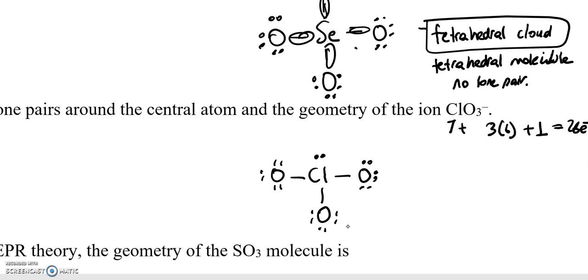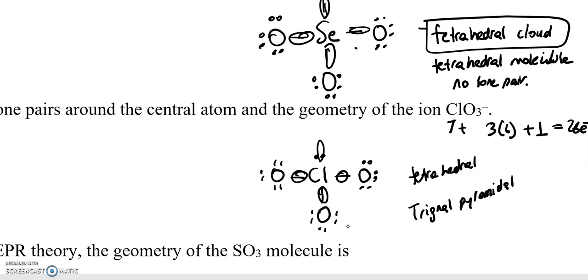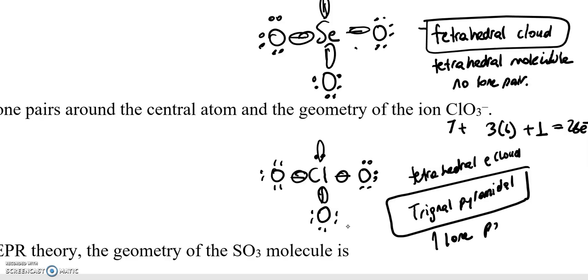Okay, so what is the cloud geometry? 1, 2, 3, 4. Tetrahedral. But one of these positions is not occupied. So if you have 3 atoms, what is it going to be called? You have a lone pair, and then you have 3 atoms on it. It's called trigonal pyramidal. The tetrahedral is the electron cloud, and this is the molecular geometry answer. So how many lone pairs do we have? We have just one lone pair.